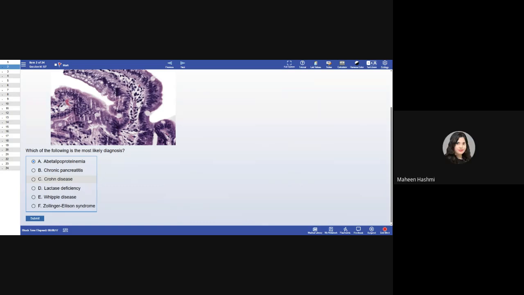It also involves all three layers, with non-caseating granulomas, and causes transmural involvement. All the layers will be involved. And it's very important, the skip lesions, and also the fact that it spares the rectum, the rectal sparing. Skip lesions. Very good. What happens in abetalipoproteinemia?